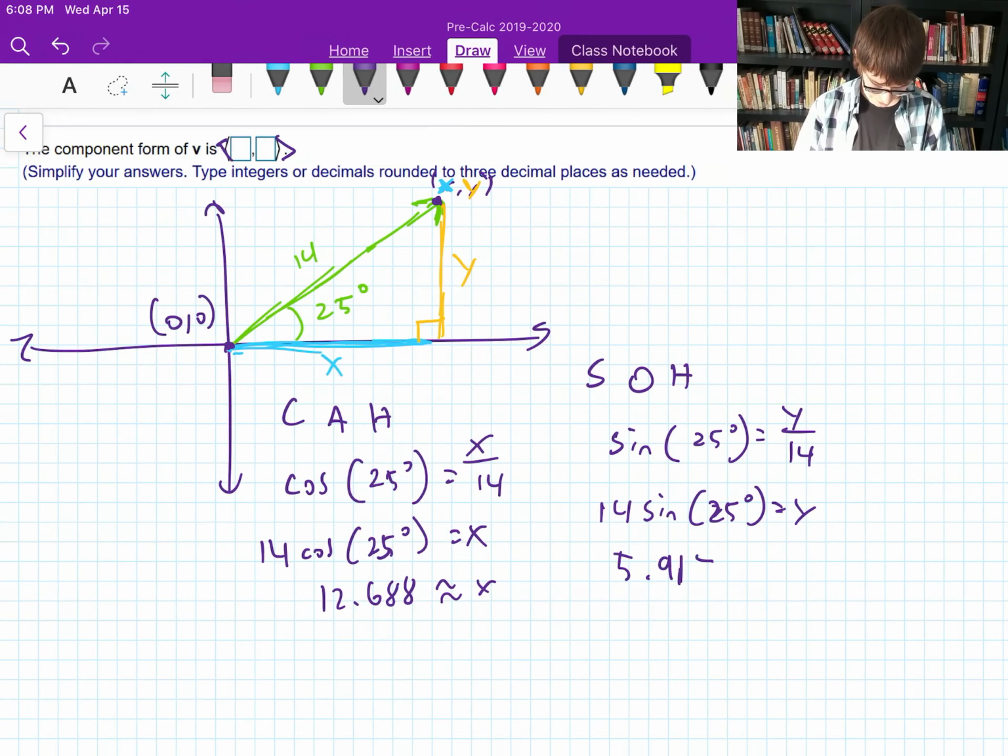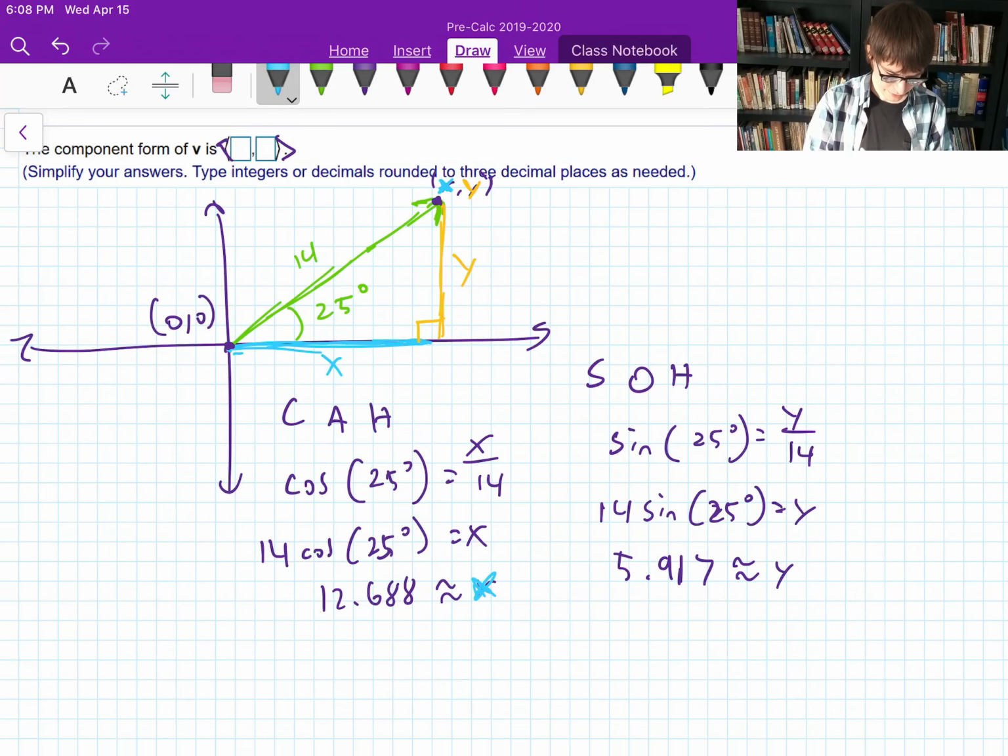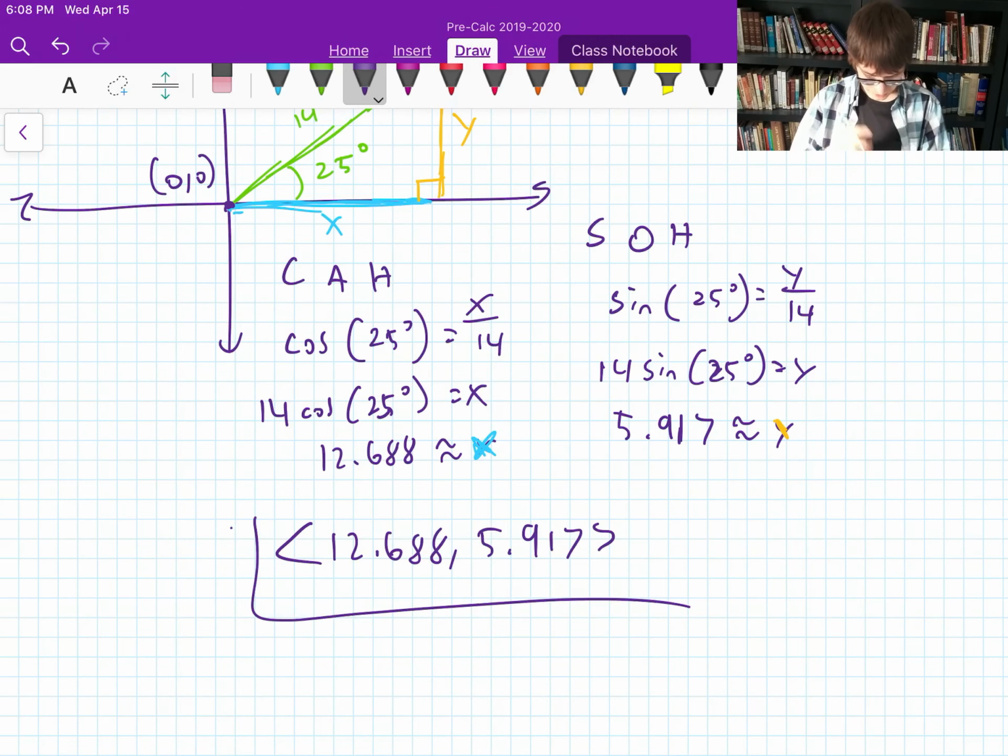So 5.917 is y. This is x and this is y. That means the point we're looking for is 12.688 and 5.917. And that would be our answer. Cool. And that's the component vector.